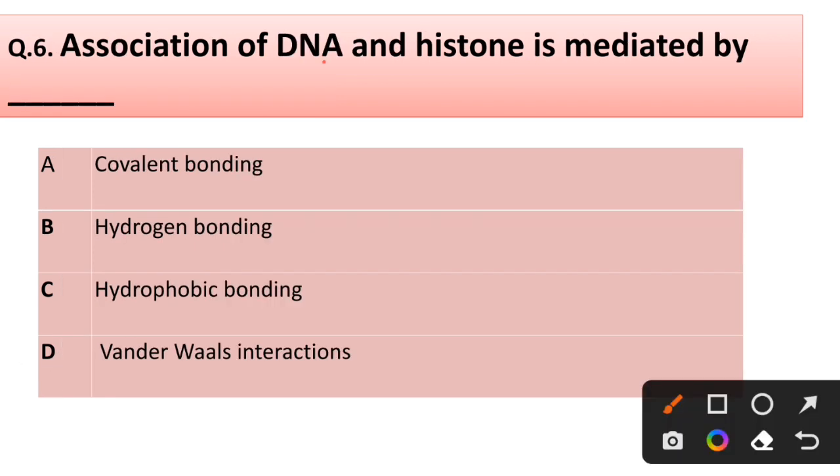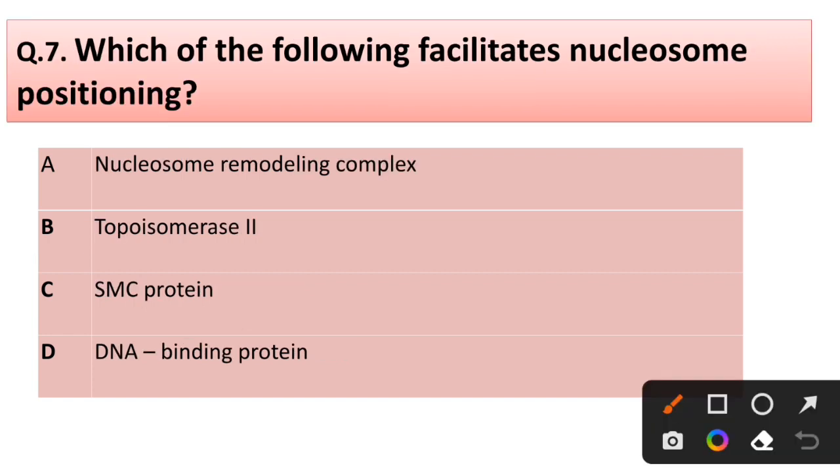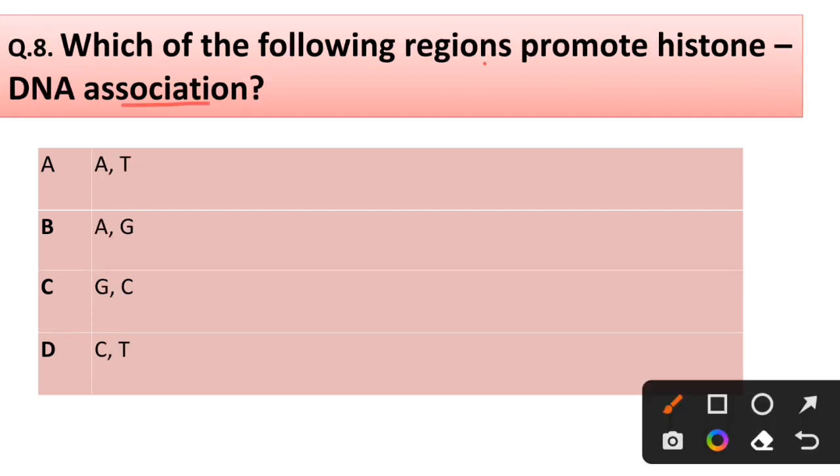Question 6. Association of DNA and histone is mediated by covalent bonding, hydrogen bonding, hydrophobic bonding, van der Waals interaction. Correct answer is option B, hydrogen bonding. Question 7. Which of the following facilitates nucleosome positioning? Nucleosome remodeling complex, topoisomerase 2, SMC protein, DNA binding protein. Correct answer is option D, DNA binding protein. Question 8. Which of the following regions promotes histone DNA association? AT, AG, CG, CT. Correct answer is option A, AT region.